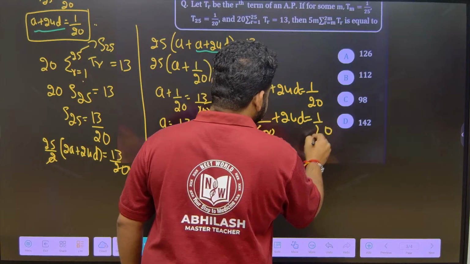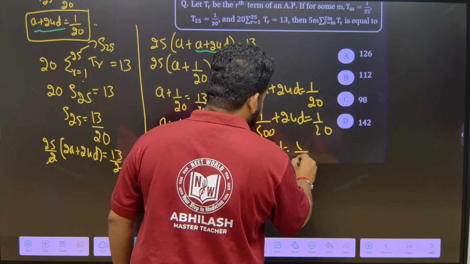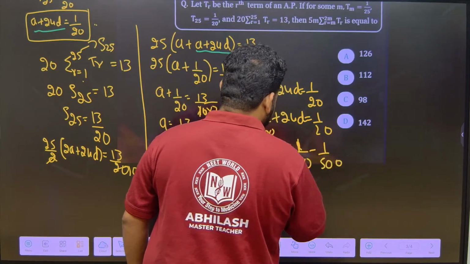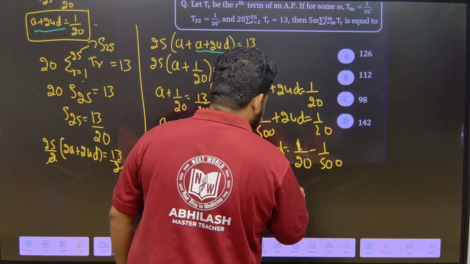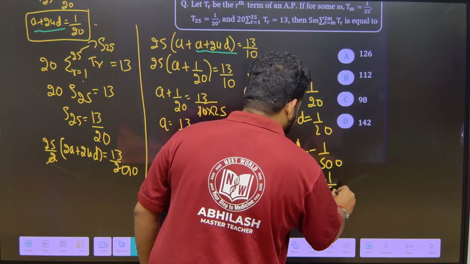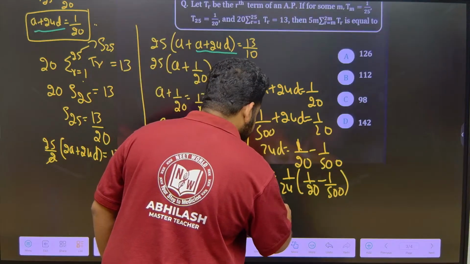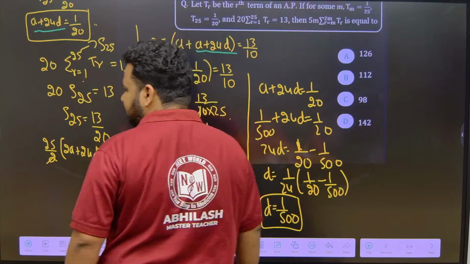So this gives us what? 24d is equal to 1 by 20 minus 1 by 500. So d is equal to 1 by 24 into (1 by 20 minus 1 by 500). On simplifying this, we will again get d is equal to 1 by 500.